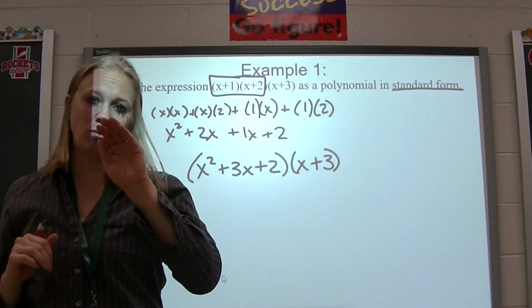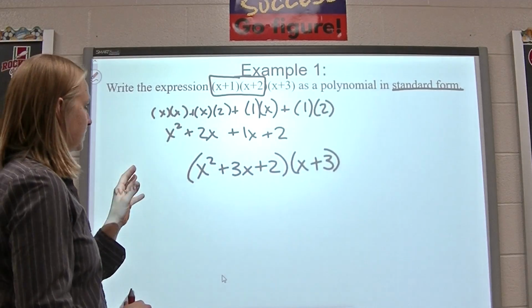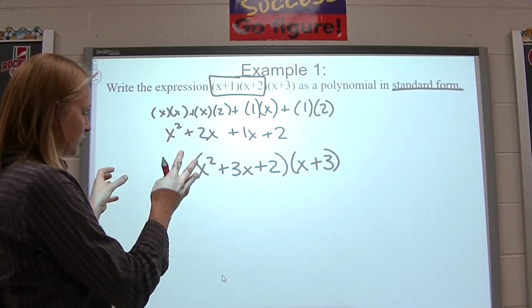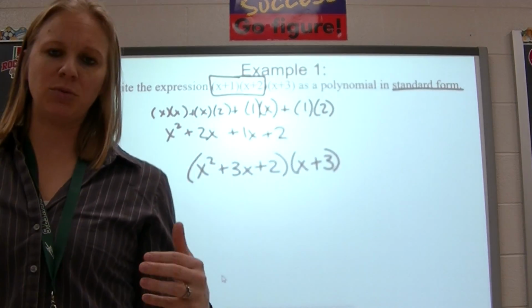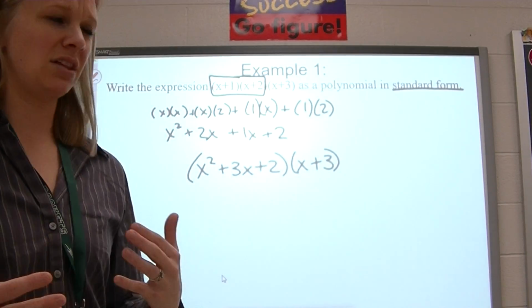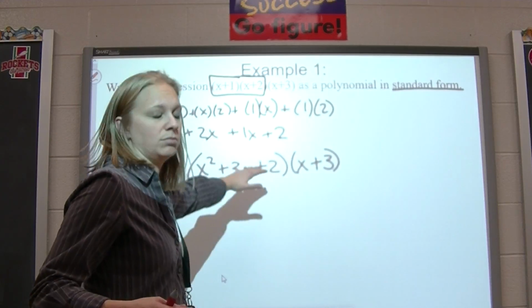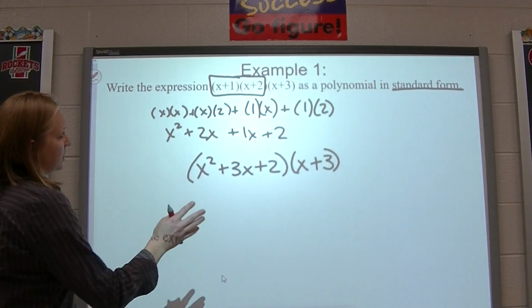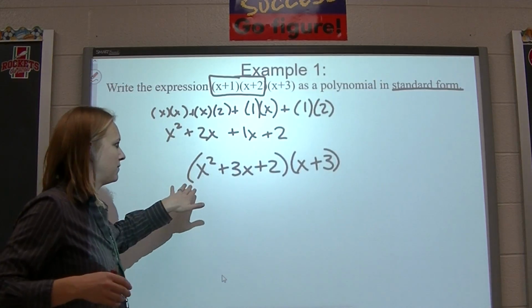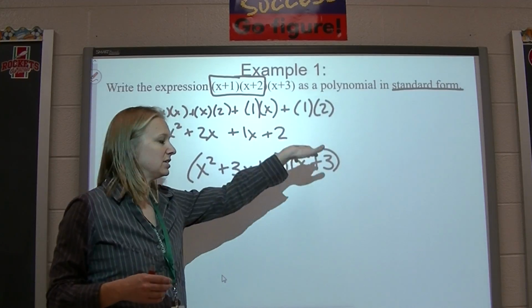Now here again is why I don't like FOIL. Yes, you have first terms, yes you have outside terms, but where are the inside terms? Where are the last terms? We're missing some terms here when we have a 3-term polynomial. So using the method I used here, we're going to multiply every term in the first set of parentheses with every term in the second.